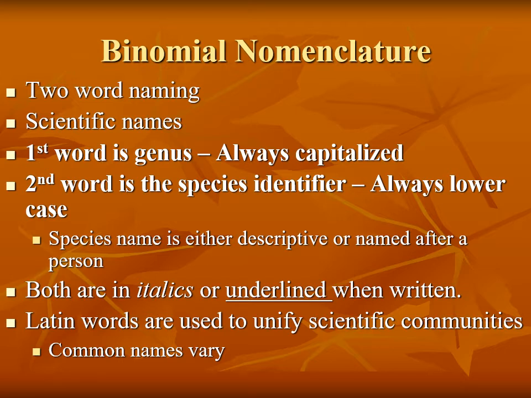So the species name typically is descriptive or named after a person. And the convention is that if you find a new species, you don't name it after yourself because that's a little egotistical, but you name it after someone else, someone that you admire. Okay. So that's mostly the case. It's not always the case, but mostly the case. When we are handwriting binomial nomenclature or scientific names, we underline them, okay? And if you're typing it, you put them in italics. So you will always see them that way when they're written.